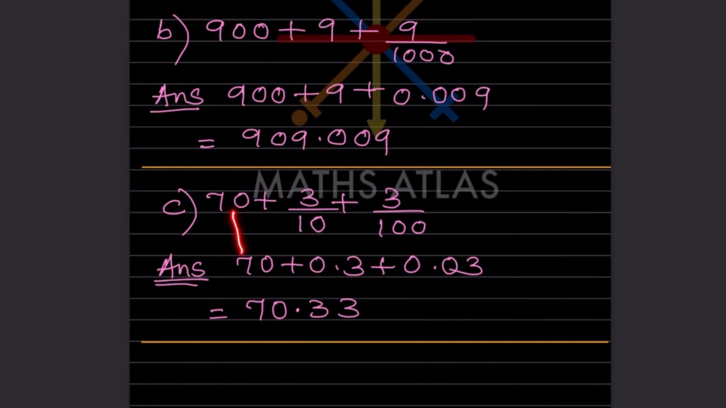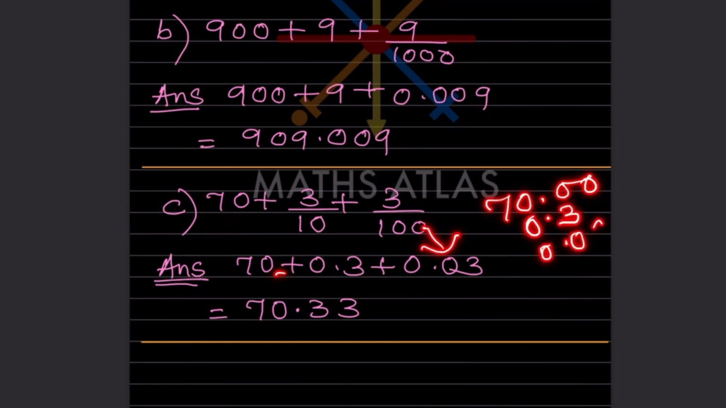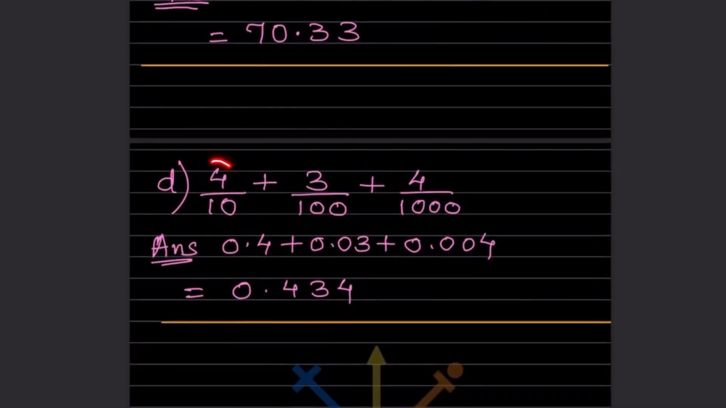Now look at here, 70, 0.3 means this 3 by 10 means 0.3. 3 by 100 means 0.03. So again this you can put 70.00, 0.3, 0.03, 3 point, this 70.33. Again here you can just look here.